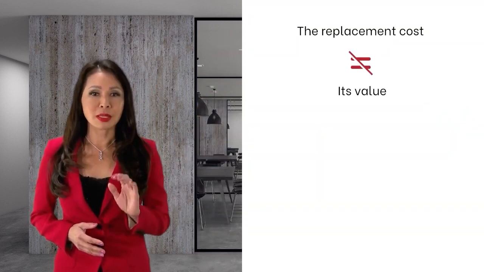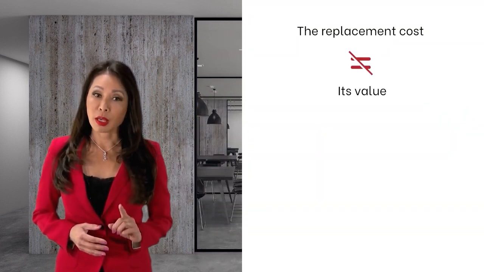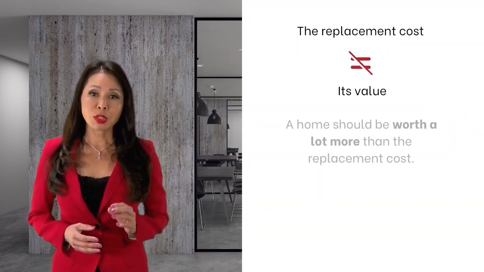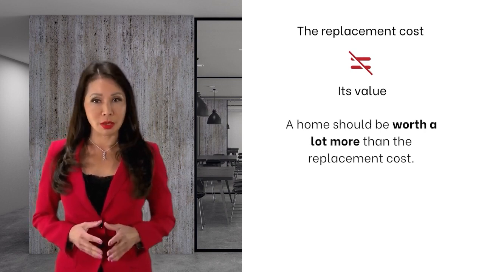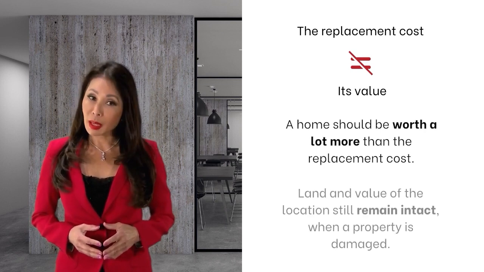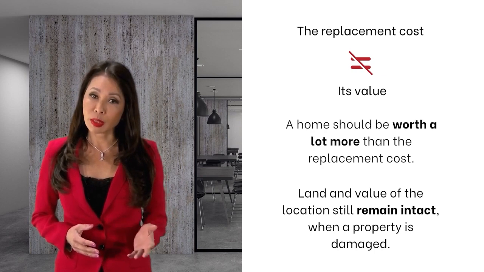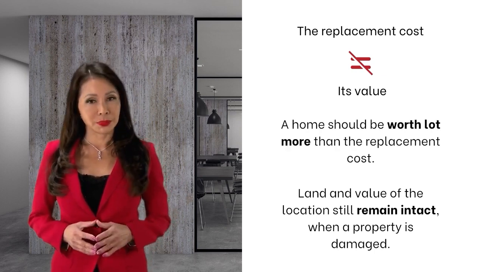Note, I am saying the replacement cost of the property, not the value of it. A home should be worth a lot more than the replacement cost. When a property is damaged, land and value of the location still remain intact. So how do we determine the replacement cost of a home? There are many options, but 3 are commonly used.